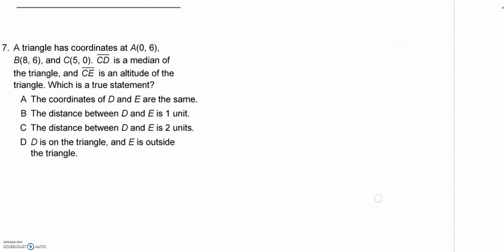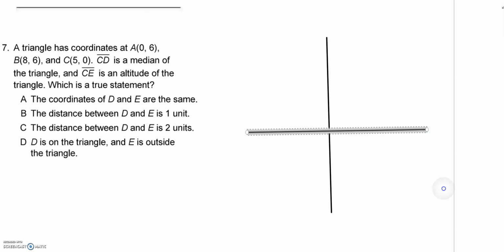Last, number 7. If I were to create a coordinate plane for myself and just sketch out what's happening here, I actually figure out what they're asking. So if I have A at 0, 6, so 1, 2, 3, 4, 5, 6, and I have B at 8, 6, 1, 2, 3, 4, 5, 6, 7, 8, and then I go up to 6. This is A, this is B, and C is 1, 2, 3, 4, 5, 0.